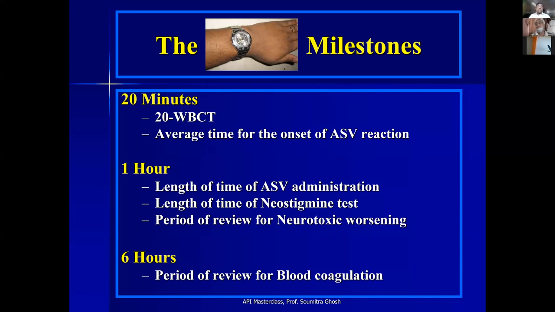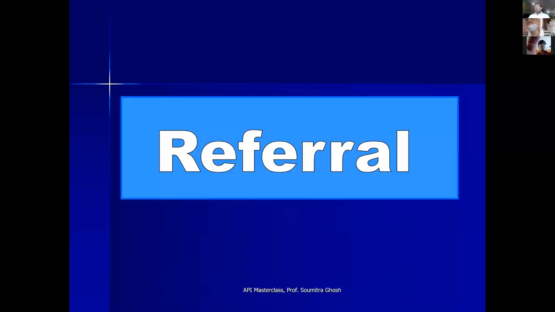And for the 6 hours rule, that is the period of review for the blood coagulation parameters in the hemotoxic bite. So the milestones are 20 minutes, 1 hour, 6 hours. If there is any ASV reaction, it usually comes within 20 minutes, you have to keep that in mind.